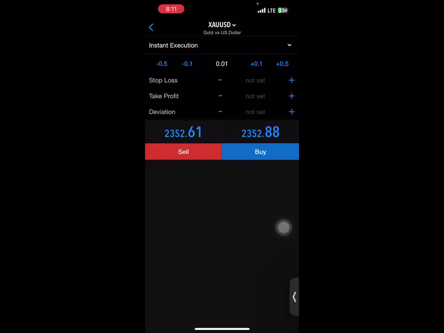So guys, I'm repeating it again. Less than $50, 1 trade. Less than $100, 2 trades. If you have more than $100, then you can now take all of the 4 TPs. And make sure that your lot size is on 0.01.